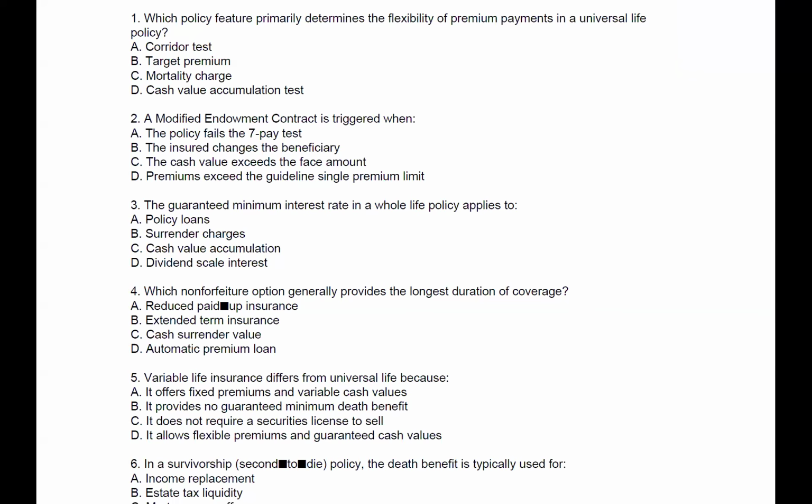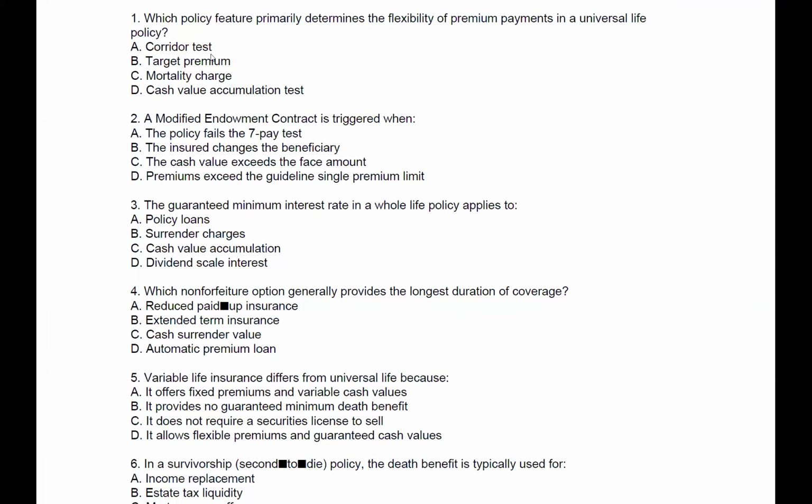Number three, the guaranteed minimum interest rate in a whole life policy applies to A. Policy loans. B. Surrender charges. C. Cash value accumulation. D. Dividend scale interest. And it's going to be A. Policy loans. No, I'll give you another chance. C. Cash value accumulation. Yes, that's it. Cash value accumulation.